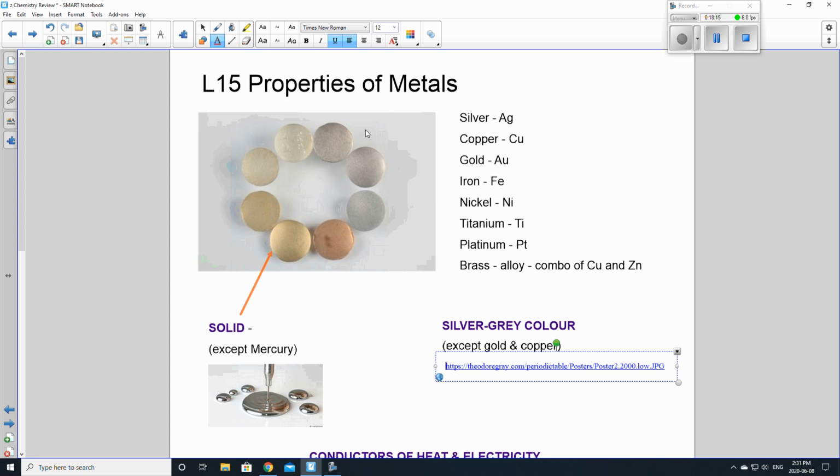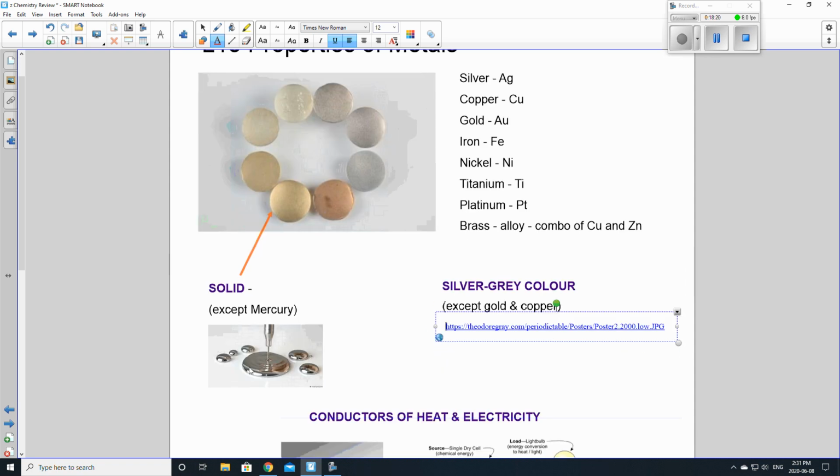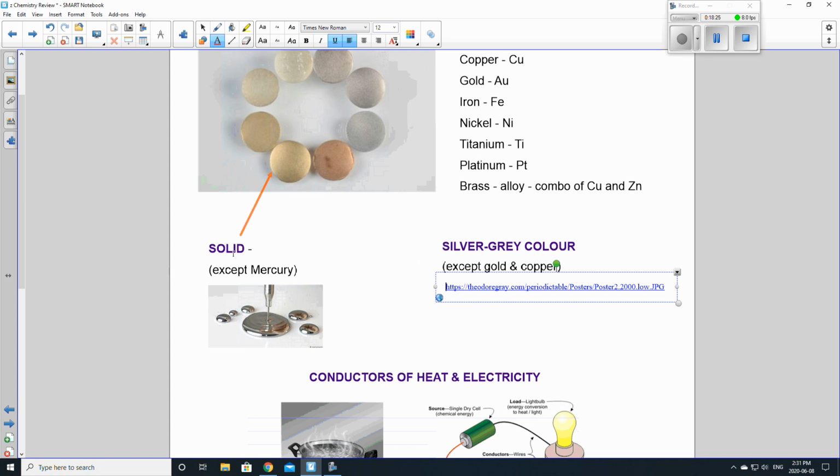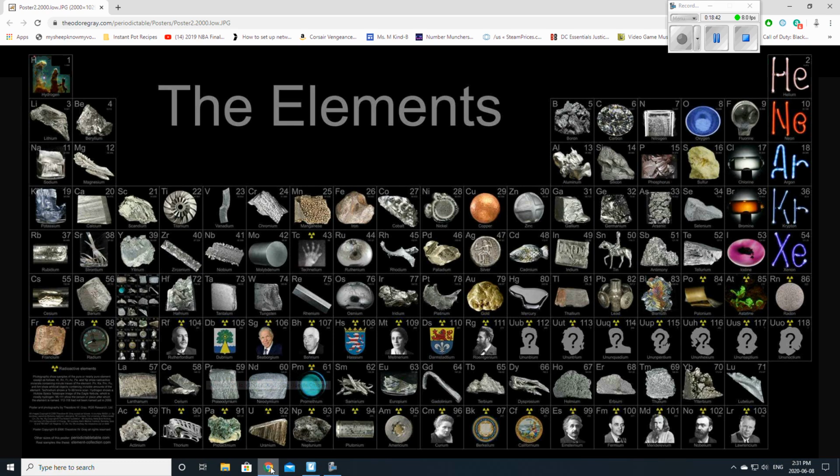So every single metal is solid. These are some properties of metals. They're solid except for mercury, and we've learned about that. Another property of metals is that they're all silver gray in color, except for gold and copper. Let's just say this is gold. I don't think it is, but this is gold. Let's just say this is copper. Other than that, every single metal is silver gray in color. If you look over here, the majority of these are silver gray in color.